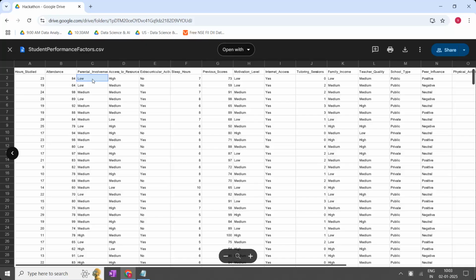Sir, filtering, for example, family income is low, but teacher quality, their involvement is high. By combining this one with this one, because these two come under family related, just by combining these two along with the exam score, is there any relation? Now you are going to add two columns, a combination of 2 followed by a combination of 3, like that, every combination with the exam score.